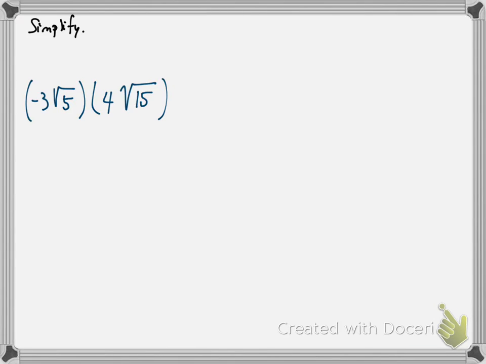Let's consider another example, this time with just all numbers. Suppose we're asked to simplify negative 3 square root of 5 times 4 square root of 15. And now let me combine the negative 3 and the 4. And so it's a negative 3 times 4. And now I'm going to look at the square roots. So I have a square root of 5 and a square root of 15.